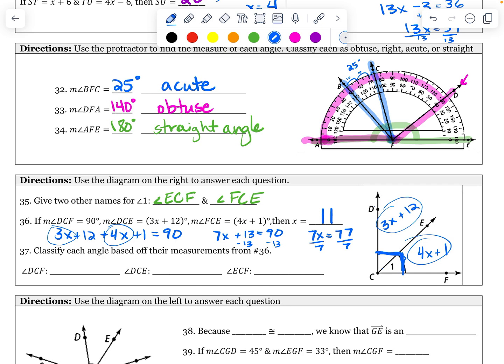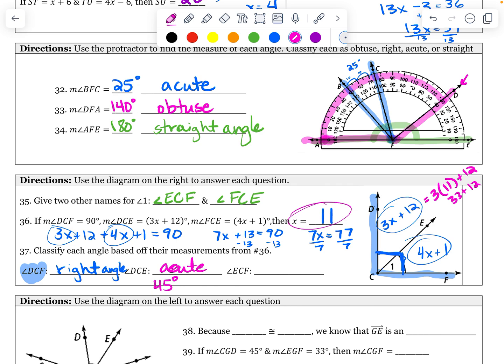Classify each angle based on their measurements. So let's figure out what our measurements are. First, our easy one here, DCF, is 90. So it's a right angle. DCE. These both look like they're going to be acute, but it's also going to want us to find out the measurements. If x equals 11, I can plug that in. 3 times 11 plus 12. 33 plus 12 is 45. So this is 45 degrees. It's acute.